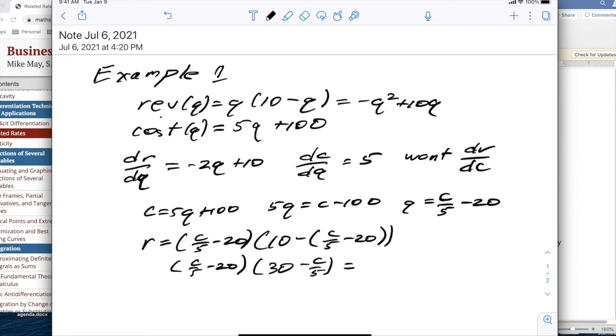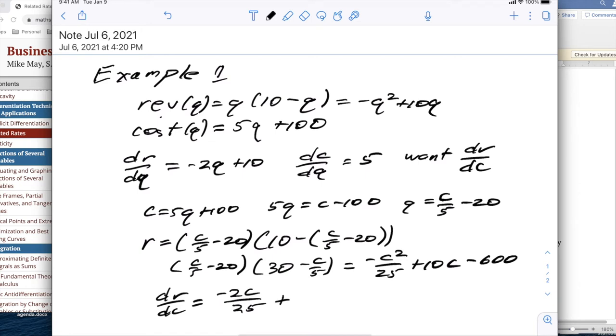And this is going to be minus cost squared over 25. I'm going to get a 4 cost and a 6 cost, so plus 10 cost minus 600. And so I now have revenue as a function of cost. I can look at then d revenue/d cost is minus 2c over 25 plus 10. And so that was done by eliminating variables.